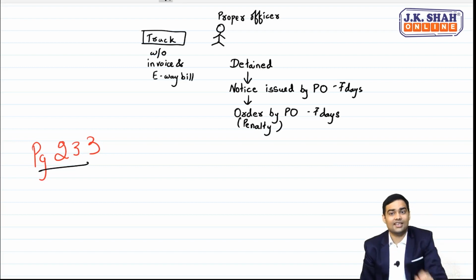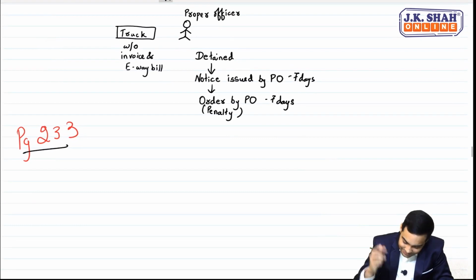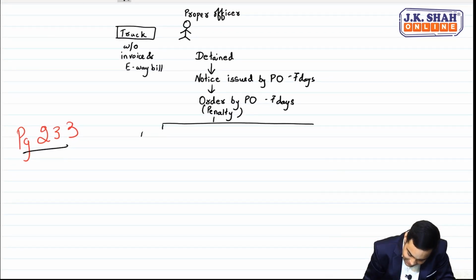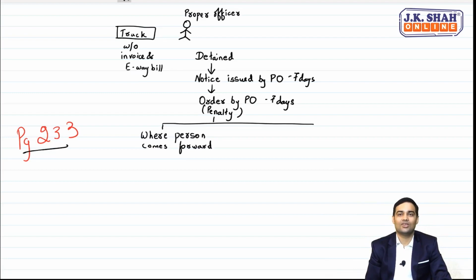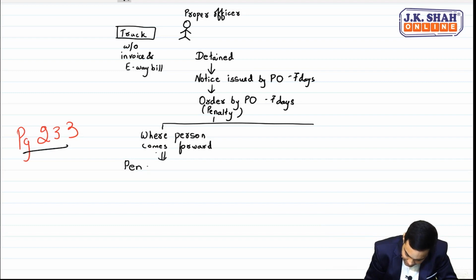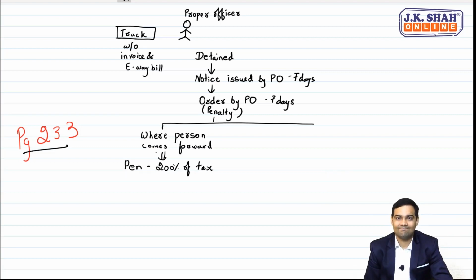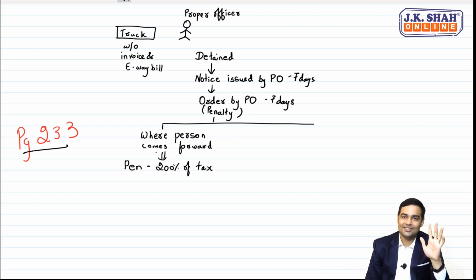I will come to that. But first, let's see what is the penalty. See it very carefully. Penalty, there can be two cases where person comes forward. See, it was my goods and I come forward saying that I take the responsibility. Goods were being supplied without invoice and e-way bill, but now I want to release the goods. Then such person is required to pay penalty, which is 200% of tax. This is the penalty, sir. Say suppose the GST was 5 lakh, then the penalty will be 10 lakh.